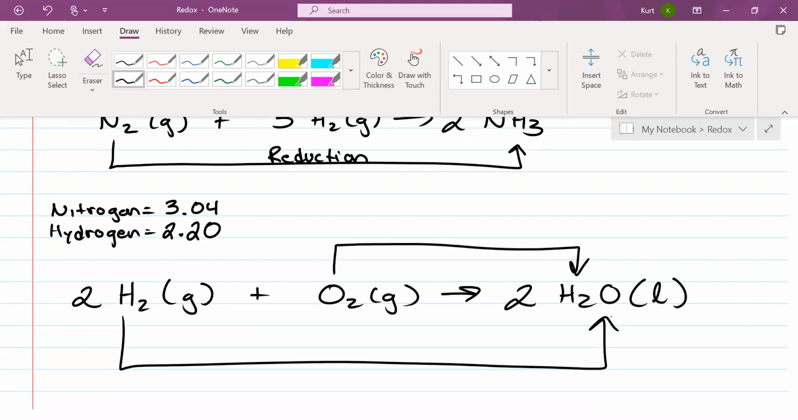Because you said the one with the higher electronegativity takes an electron from the other one, and when you take an electron from one, it means you're oxidizing the other one, which means you're reducing. The element that is more electronegative will take electrons from the element that is less electronegative. In this case, oxygen is more electronegative than hydrogen. How do we know? Because oxygen is closer to fluorine on the periodic table. Reduction means you are taking electrons. You are gaining electrons.